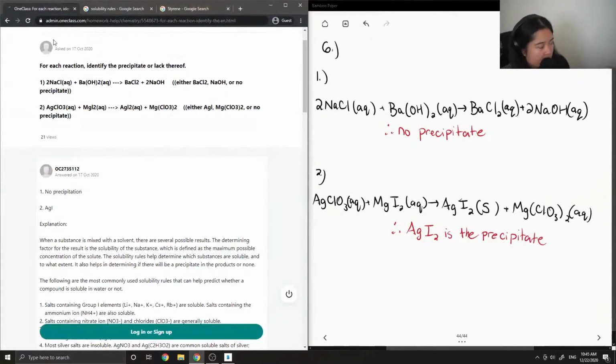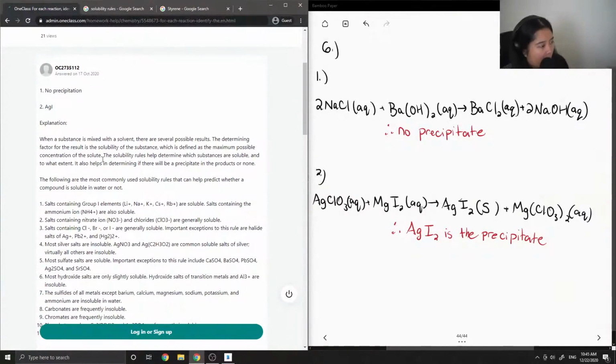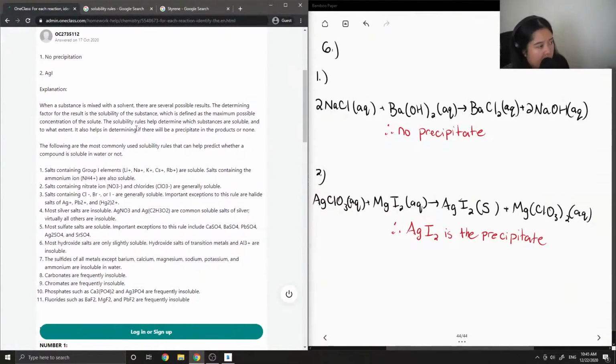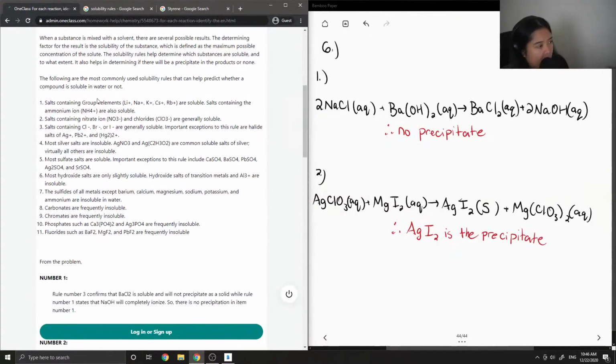Okay, so let's see what the junior tutor said. Reaction 1, no precipitation. Reaction 2, it's the silver iodide. Explanation: when a substance is mixed with a solvent, there are several possible results. The determining factor for the result is the solubility of the substance, which is defined as the maximum possible concentration of the solute. Solubility rules help determine which substances are soluble and to what extent. It also helps in determining if there will be a precipitate in the products or none. Following are the most commonly used solubility rules that can help predict whether a compound is soluble in water or not.